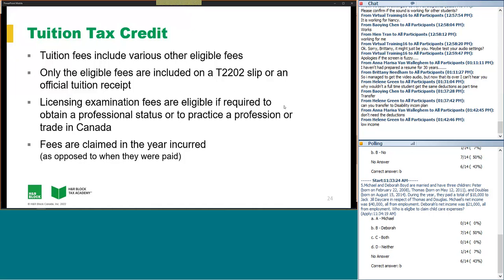Okay? And if you want a bigger list of what is or isn't included, I want you to refer to the textbook. Again, qualified student, qualified program is different for the tuition tax credit than it is for determining scholarship income. Keep the two ideas separate.